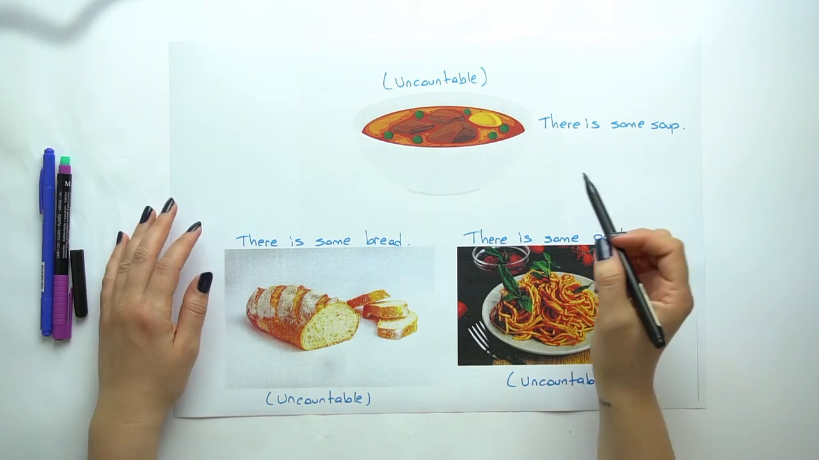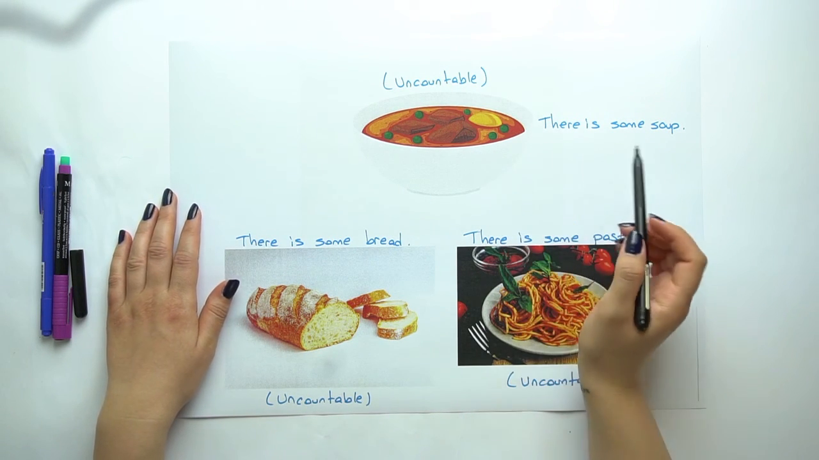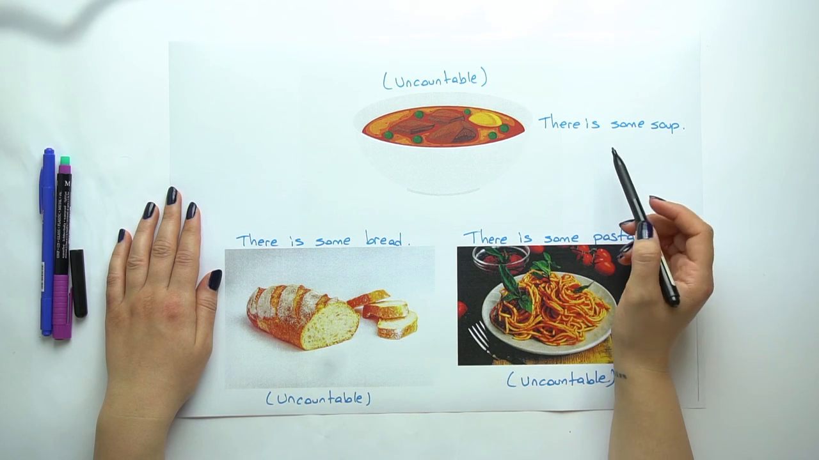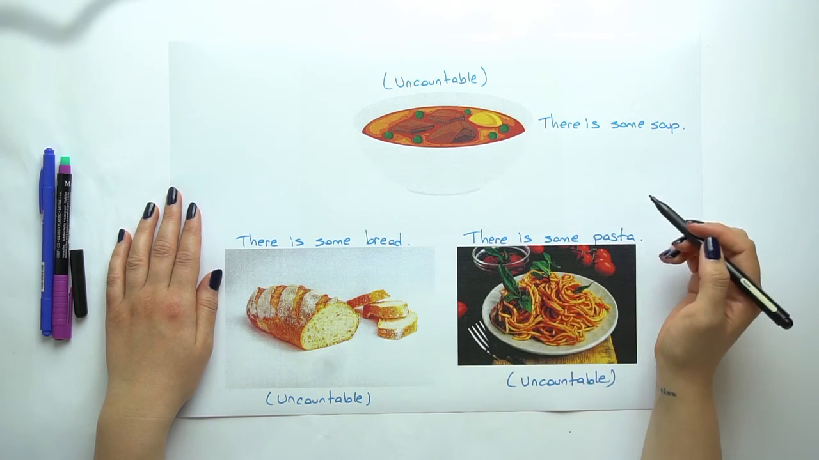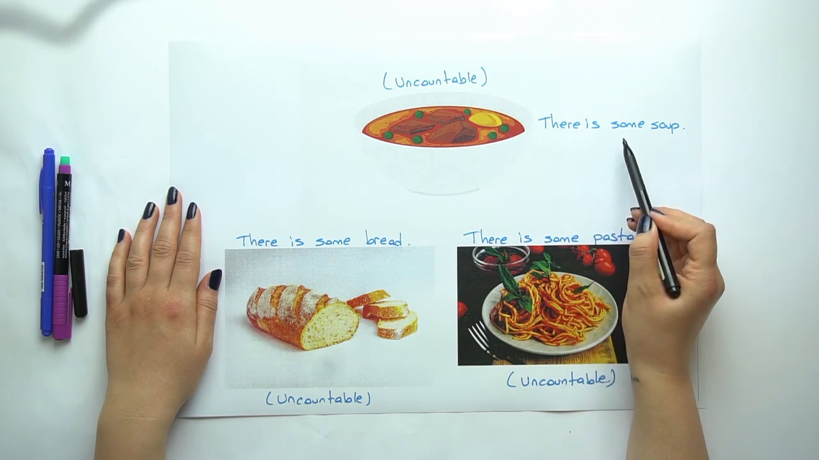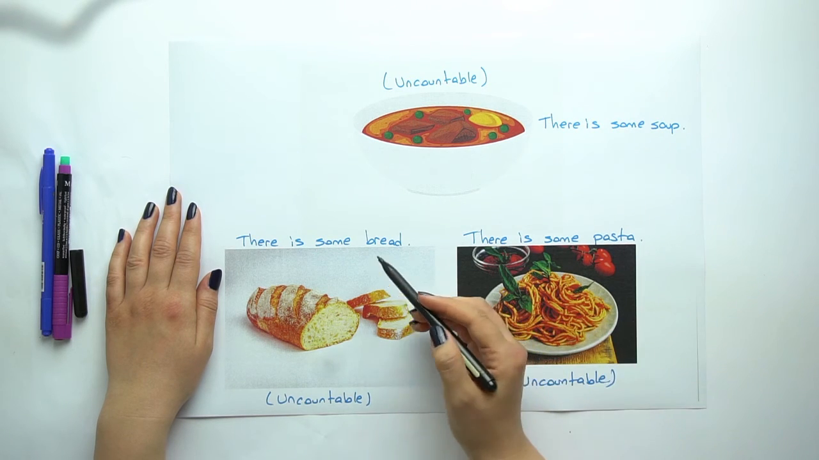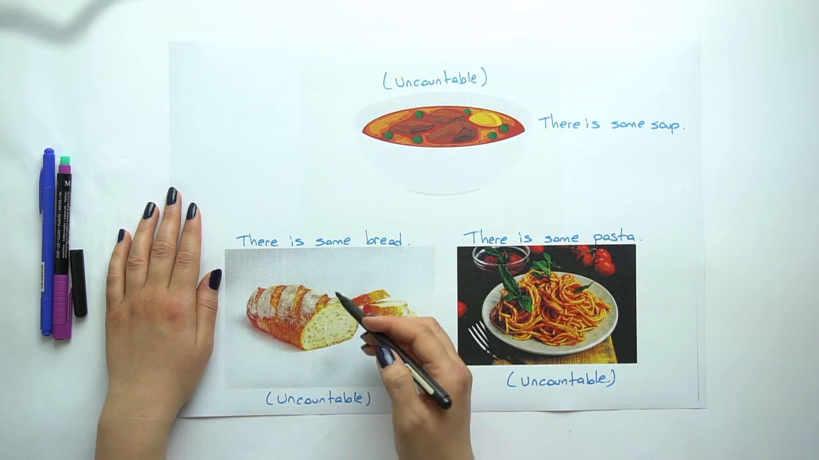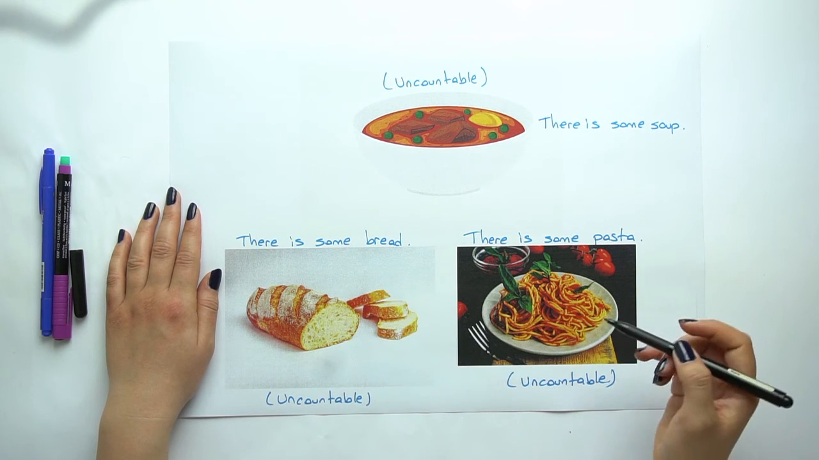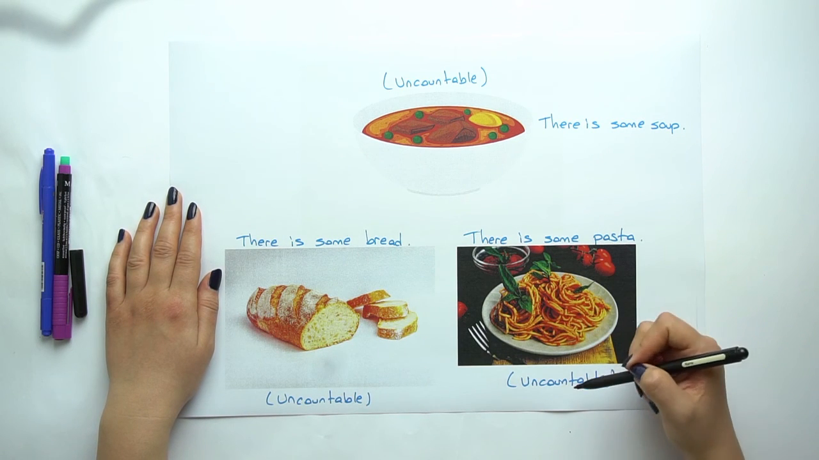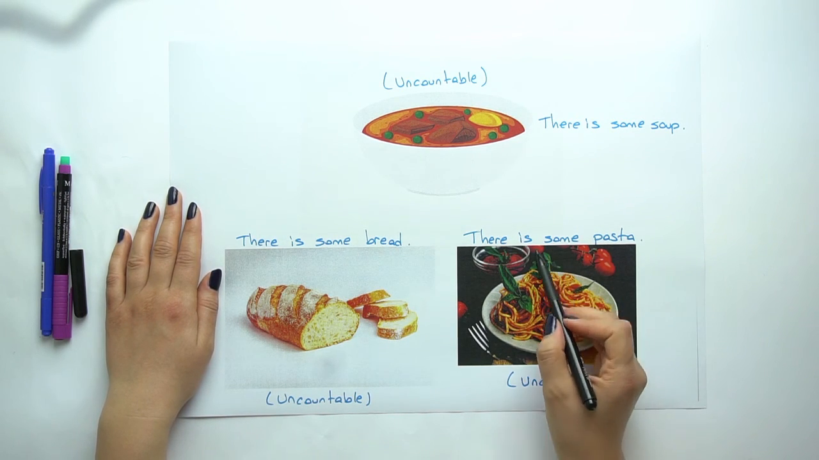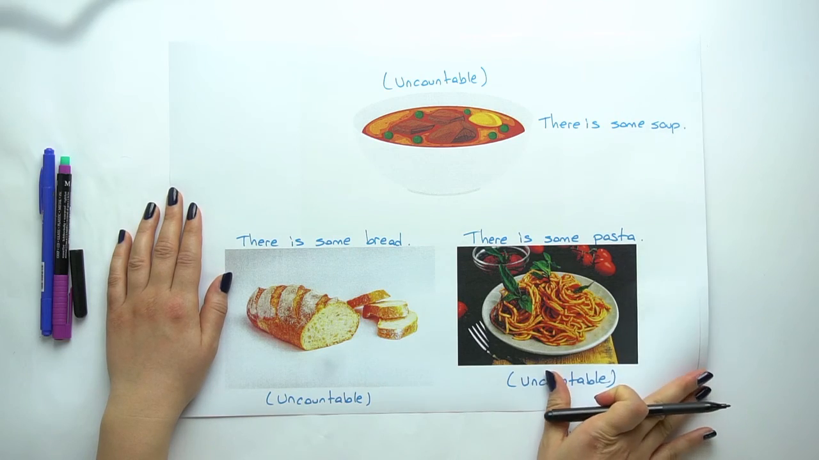Next one, we have soup, and soup is uncountable. There is some soup, okay? And bread is uncountable, and we can say there is some bread. And we have pasta, and it is uncountable. There is some pasta.